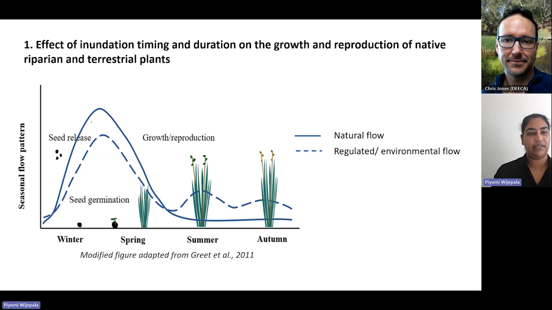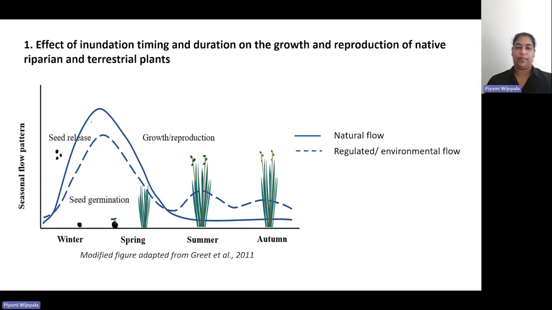So in this figure, you can see how seasonal flow patterns have changed in a natural riverway and a regulated river flow. The solid line indicates the natural flow and the dashed line indicates the regulated flow. It also represents the different life stages of a typical riparian plant. Most of their growth and reproduction happens in spring and summer. In this figure, you can see they can be exposed to unseasonal flow and get partially or fully submerged in a regulated flow, which is not happening in the natural flow.